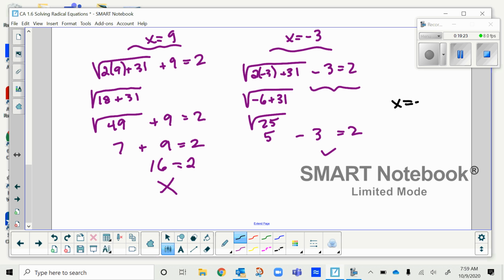x equals negative 3 is a solution. x equals 9 is extraneous. Hold on, I have to fix my writing. x equals 9 is extraneous.